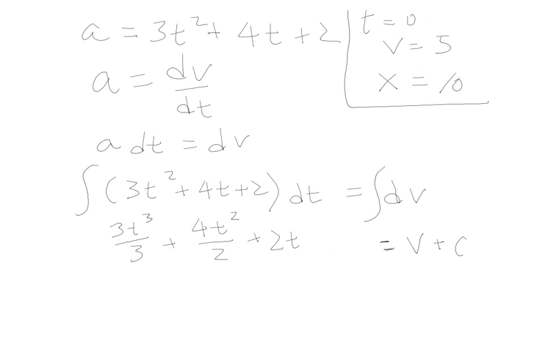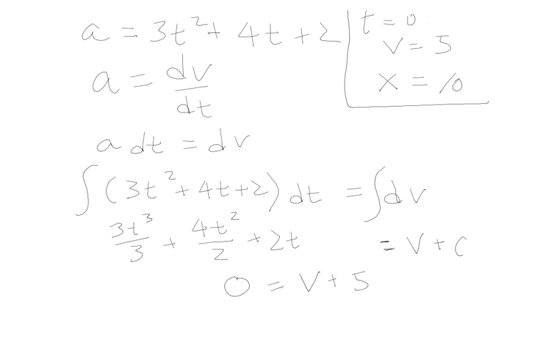And now, how do I find out what c is? Well, I start making use of my initial conditions. I know that at time t equal to 0, my velocity is equal to 5. So I just plug in t equal to 0. That gives me 0, 0, 0. So this is 0 is equal to whatever my velocity is plus 5.